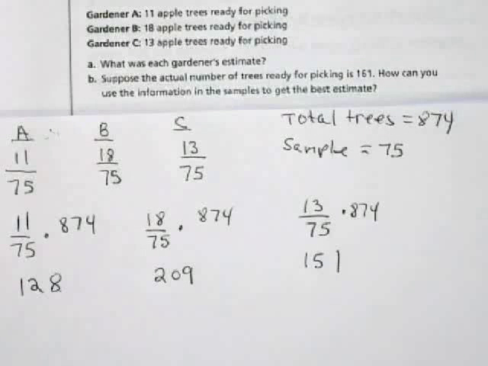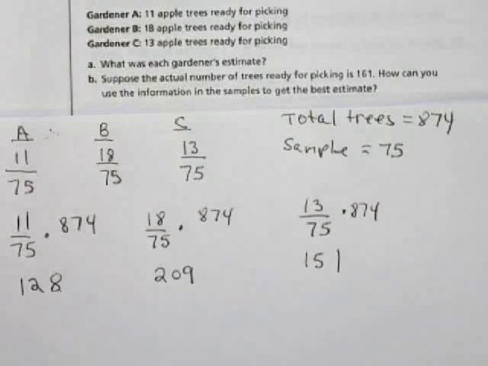Let's look at question B. Here they're saying, suppose the actual number of trees ready for picking is 161. How can you use the information in the samples to get the best estimate? That's a really good question. How could you do that? Well, if I took 3 samples and wanted to combine that data, I would average them together. And that's what I'm going to do here.